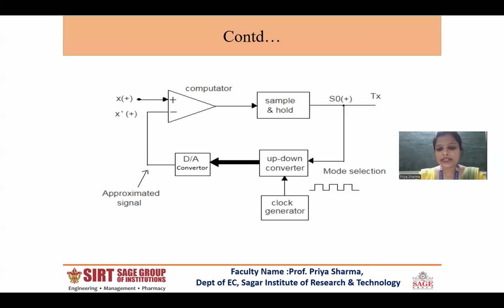The circuit diagram or the block diagram is shown here. It is the same as that of the delta modulator, except for the sample and hold circuit. Earlier in the delta modulator, the sample and hold circuit is before the comparator. Here we have it after the comparator.